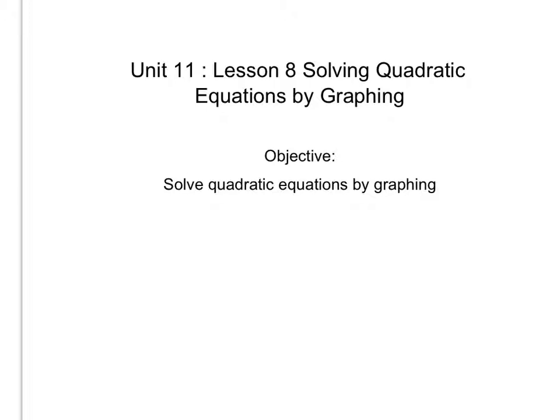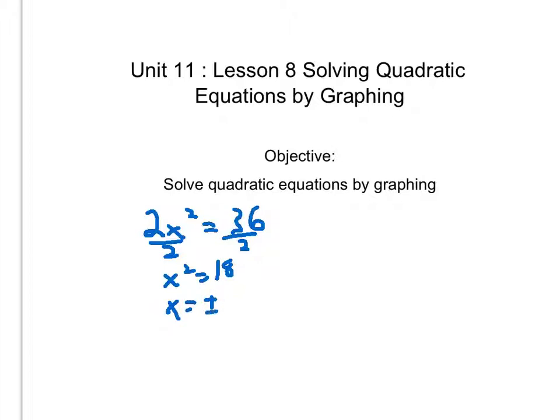Now, you already learned one method of how to solve a quadratic function, if we had something that looks like this. Then we would divide by 2 and get x squared equals 18. Then we take the square root and say x equals plus or minus the square root of 18. We wouldn't want to solve an equation like this by graphing because it's way too easy. So this was the first method we used for easy quadratic equations.